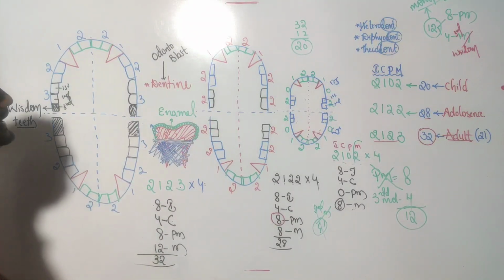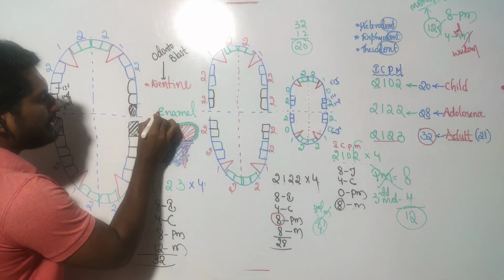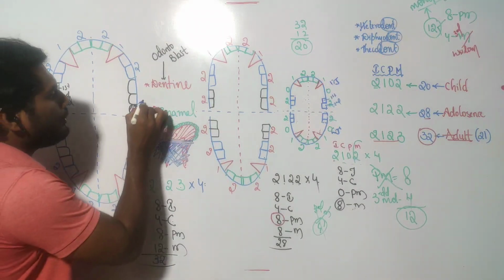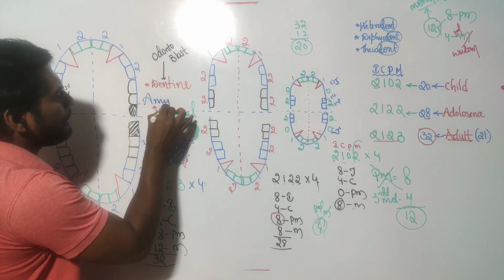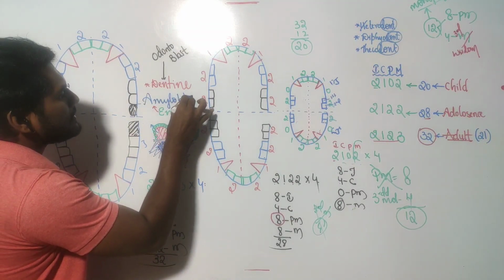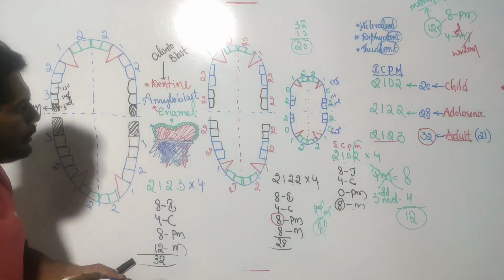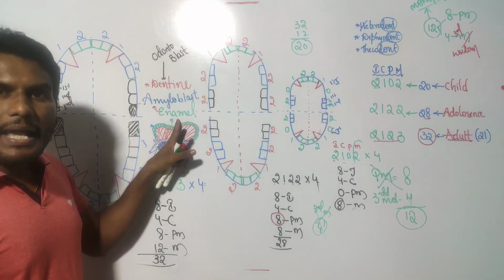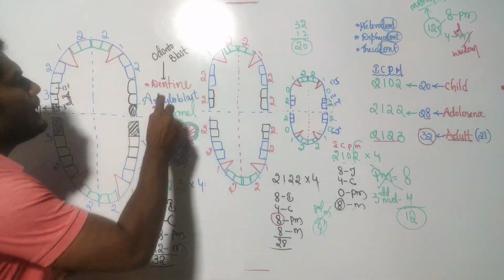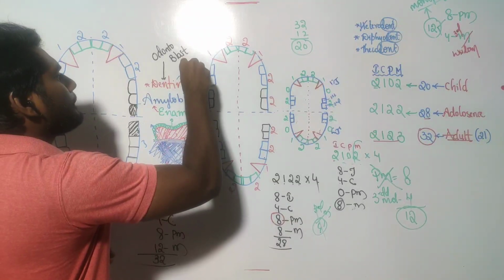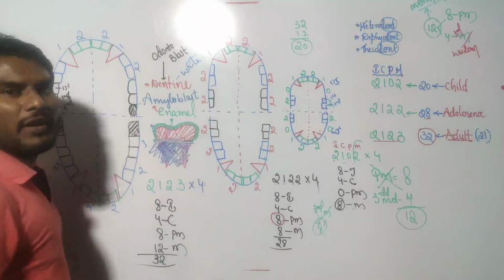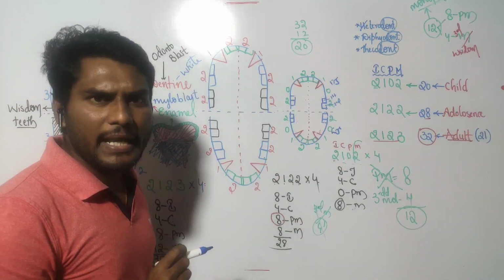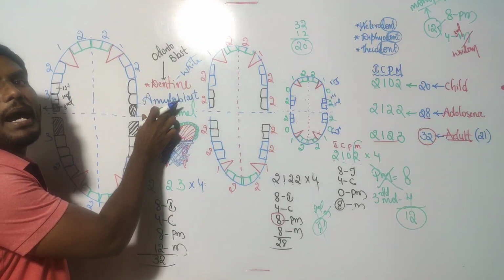And this enamel is secreted by which cell? The cell name is ameloblast. Important, these two: dentine is secreted from the odontoblast cell, and enamel is secreted from the ameloblast. One more thing: the color of the dentine is white, and this dentine is covered with the hardest substance, enamel.